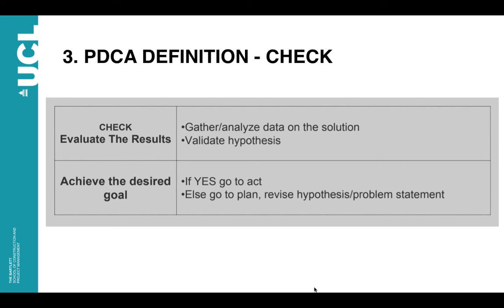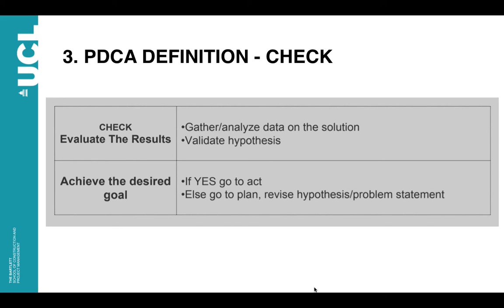The third stage is check. And again, we can distinguish two sub-stages: evaluate the results and achieve the desired goal. In the first one, we will gather and analyze the data on the solution. And based on this data, we can validate or reject our hypothesis. This is basically to check if the solution that we have implemented in a trial basis is working or not.